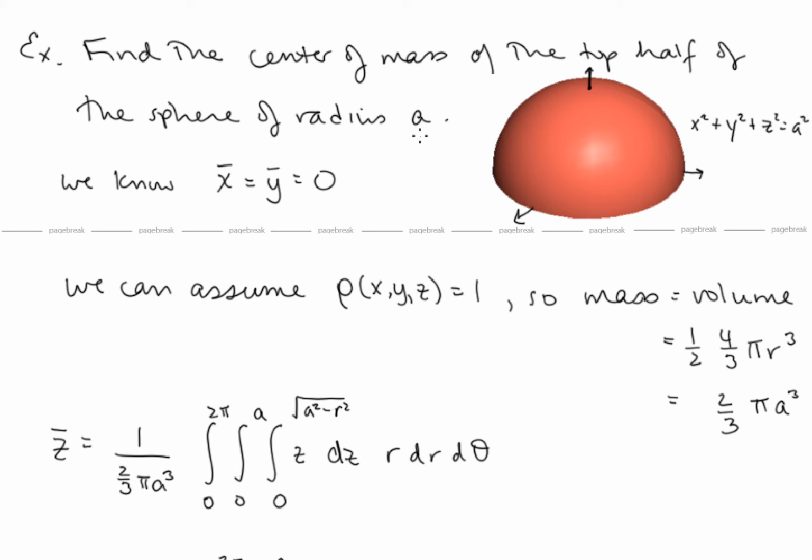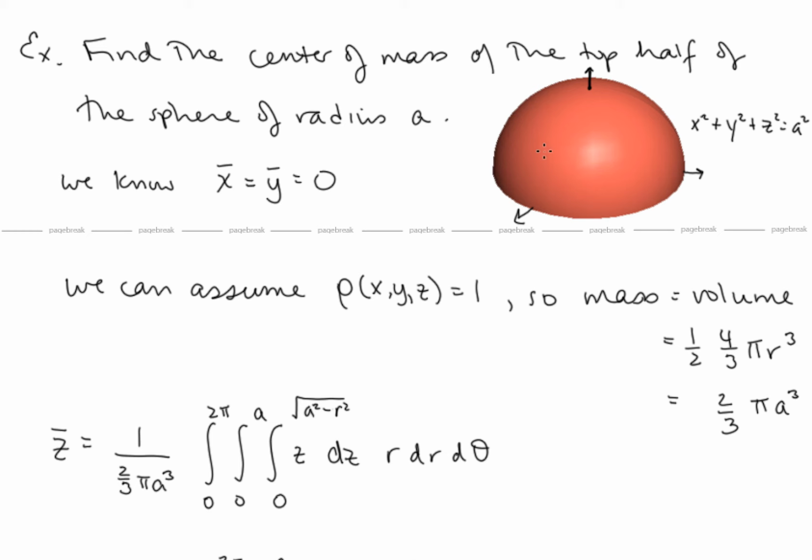Since they didn't give us a density function, we can assume that the density is 1, and so the total mass is equal to the volume of the hemisphere, and so that's 1/2 the volume of a sphere of radius a, and so that's 2/3 pi a cubed. So we're going to divide by that and take the triple integral of z multiplied by our density function, which is 1. So now as we're creating this triple integral, we could integrate the variables in any order we want.